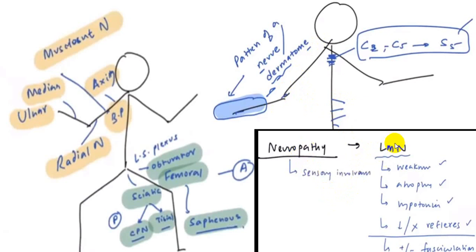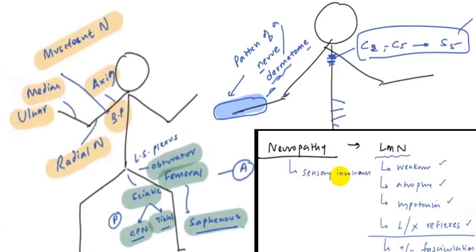As far as the motor finding is concerned, you will have a lower motor neuron type of finding: weakness, atrophy, loss of reflexes, hypotonia and fasciculation. So when you get lower motor neuron type of involvement plus sensory involvement with autonomic nervous system involvement, it is peripheral neuropathy. But in neuropathy you can have a pure motor, pure sensory and even autonomic nervous system involvement. So depending upon the variety, you will get different patterns.